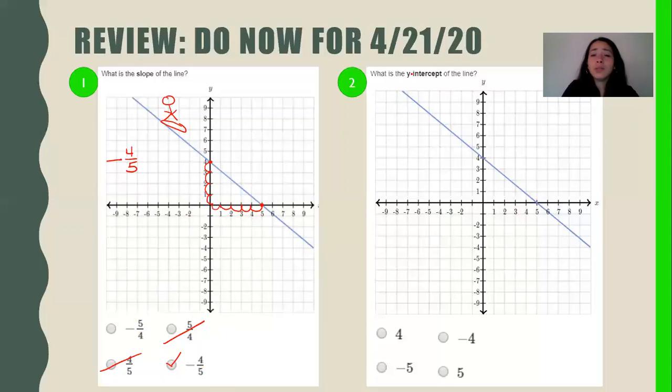So let's look at question number 2. What is the y-intercept of the line? So the y-intercept is where the line, this blue line, crosses the y-axis. So this line that goes up and down, the vertical one. Where does it cross? Right there at that intersection. What number is that? That is +4.